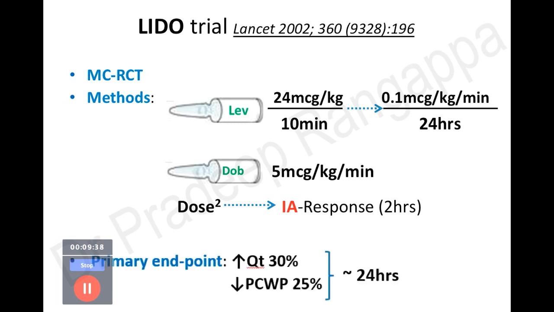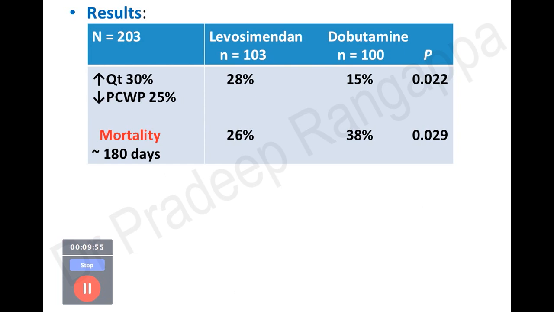So the primary endpoint in this particular LIDO trial was to see whether there was an improvement in the cardiac output by 30%, or a reduction in the pulmonary capillary wedge pressure or filling pressure by 25% in 24 hours. So these were the primary endpoints they looked at. So these were the results.